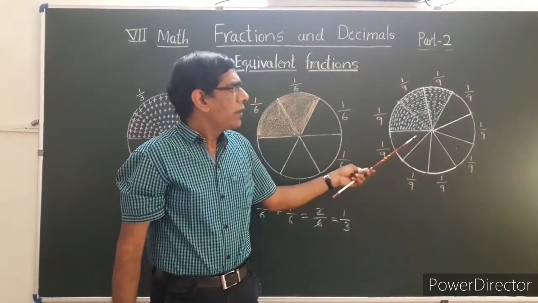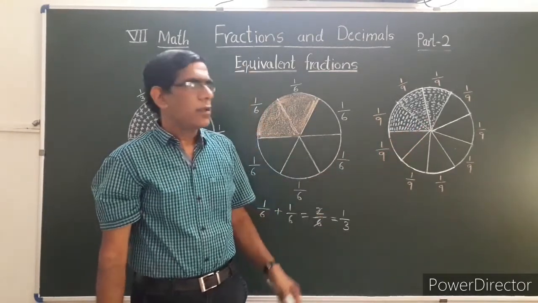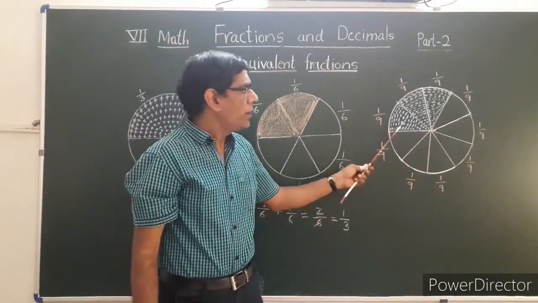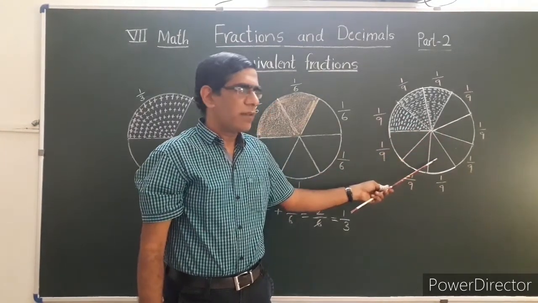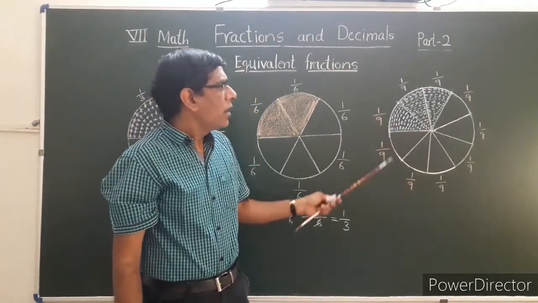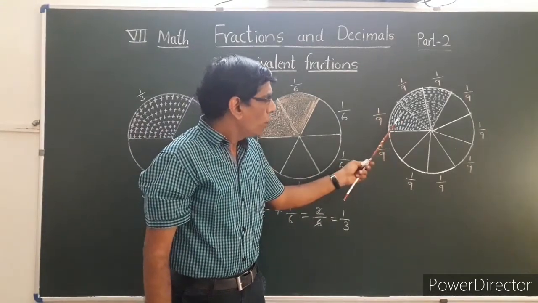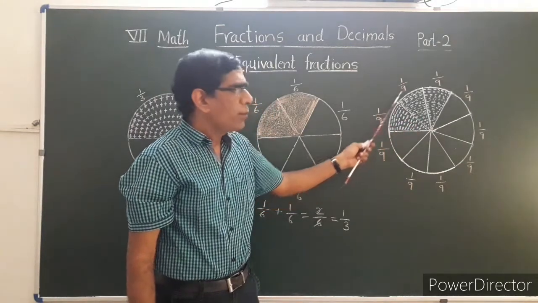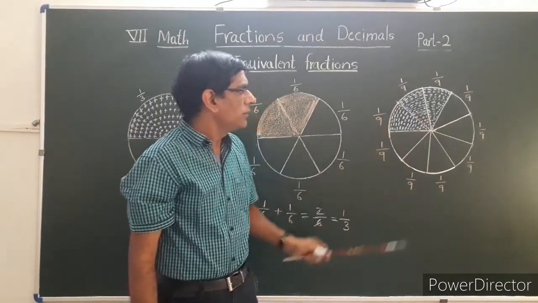In this circle, I have cut it into 9 equal parts: 1, 2, 3, 4, 5, 6, 7, 8, 9. 9 equal parts. Here, I have colored 3 parts: 1, 2, 3. That is 1 by 9 plus 1 by 9 plus 1 by 9. I have colored these 3 parts.